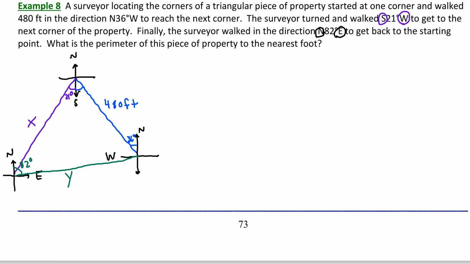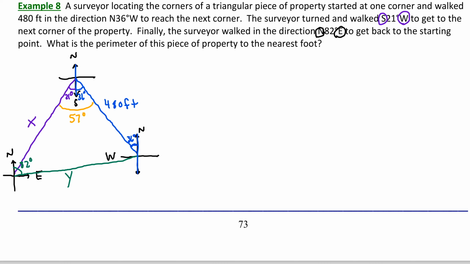Notice that because this north and south ray is parallel to this north and south ray, and those two parallel lines are cut by the blue transversal, and alternate interior angles are equal, then this 36-degree angle is equivalent to this 36-degree angle. Adding those two angles together, we get the interior angle of the triangle of 57 degrees.